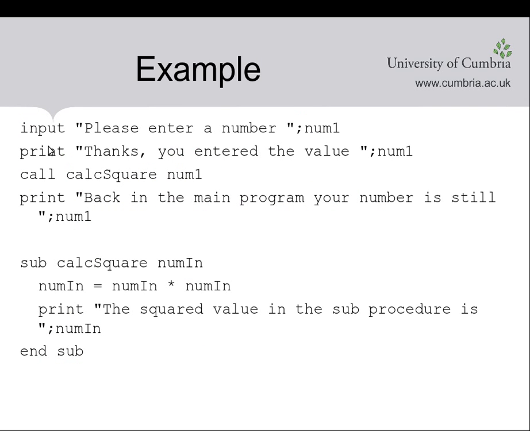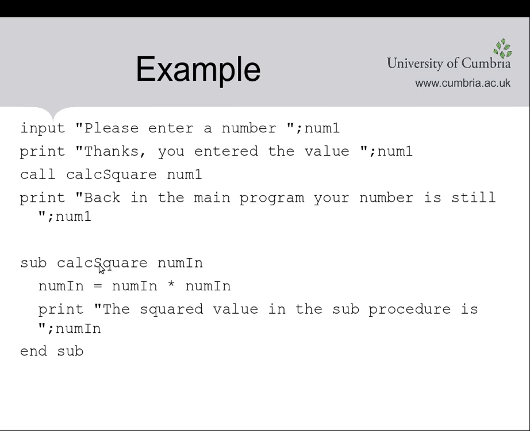We have some code: input, please enter a number. So we ask the user to enter a value stored in a local variable called num1. We can then output to the user that they entered a value and echo that back to them so they can see what that value is. We'll then make a call to this sub-procedure called calc square, and we give it one parameter, which is num1.